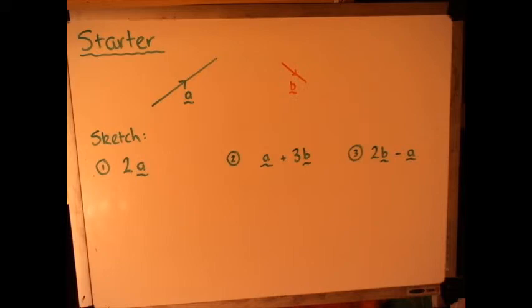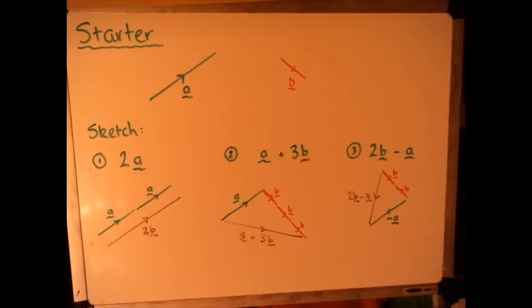Okay, so here are the answers you should have got for the starters. You'll see for 2a, all we need to do is represent the vector a, but double it up. So we have two lots of a to give us the new vector 2a.